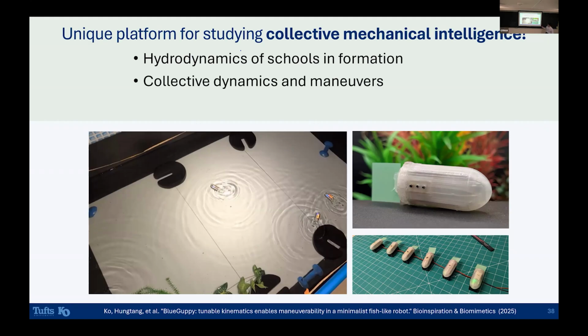To understand the collective dynamics and maneuvers, and to understand the self-organizing principles of aquatic swarms.